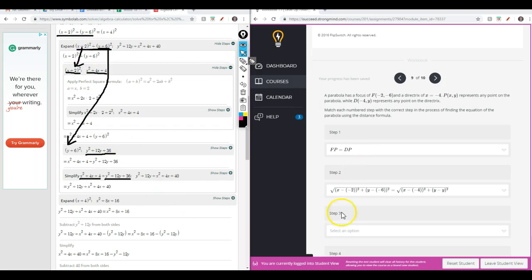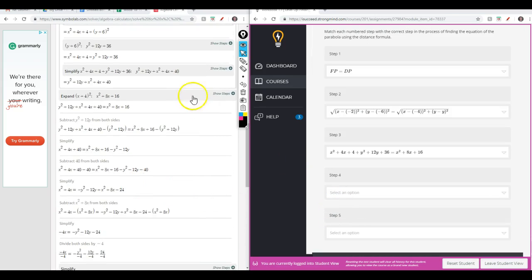So that's what I'm looking for on this left-hand side: x squared plus 4x plus 4 plus y squared plus 12y plus 36. This is a pretty good option. And then I'm going to verify that this right-hand side really is x squared plus 8x plus 16. And this x plus 4 being squared again is showing up right here from the right-hand side. And it does end up being x squared plus 8x plus 16. So that is the correct step 3. So those are the steps between step 2 and step 3. And then we're going to move on to step 4.